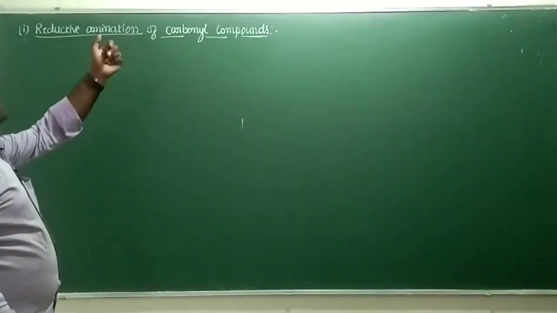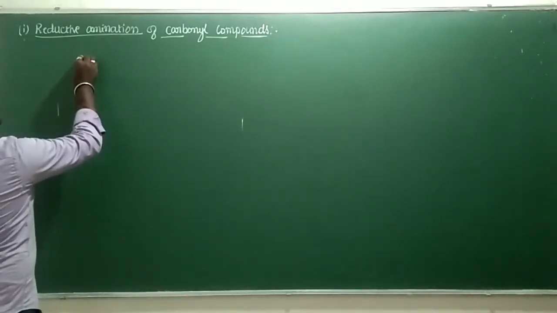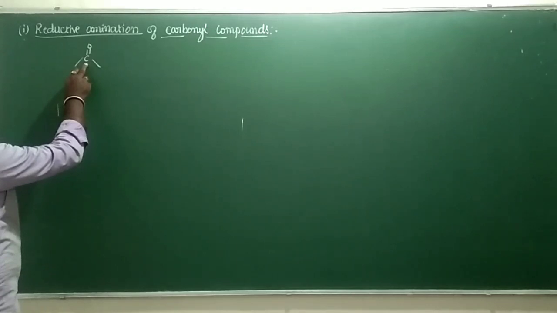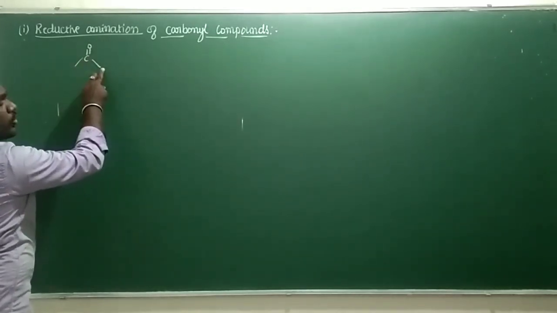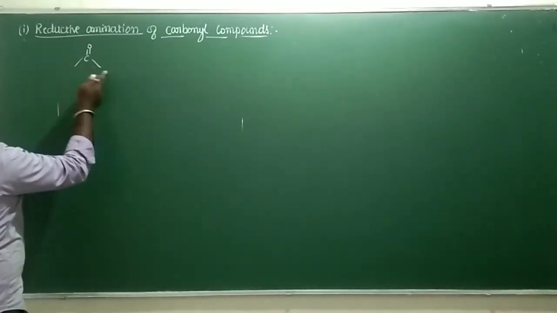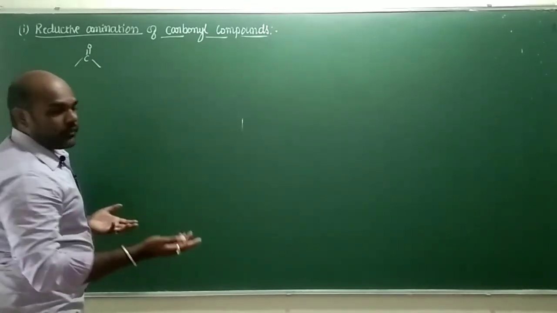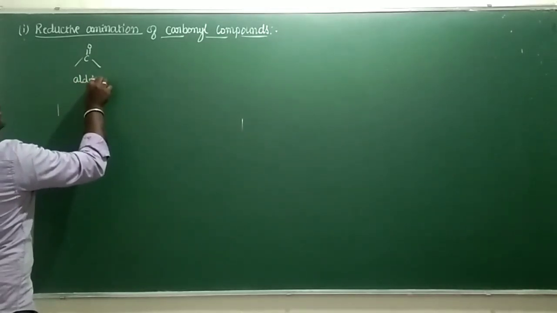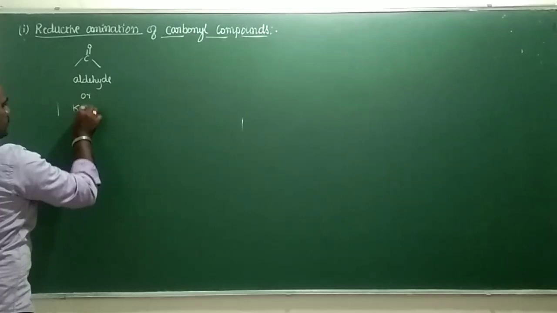So what will we do in case of reductive amination of carbonyl compounds? Here we will be going with a carbonyl compound. So this is the carbonyl group. Here if you have an alkyl or aryl group and hydrogen, we call it an aldehyde, or if on either side you have an alkyl or aryl group, we call it a ketone. So a carbonyl compound can be either an aldehyde or a ketone.